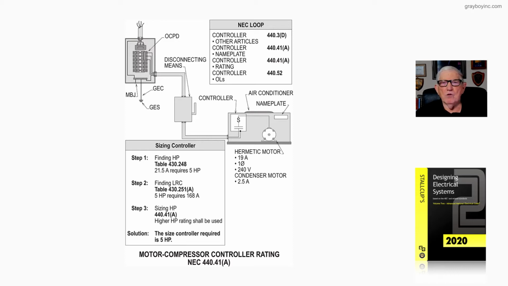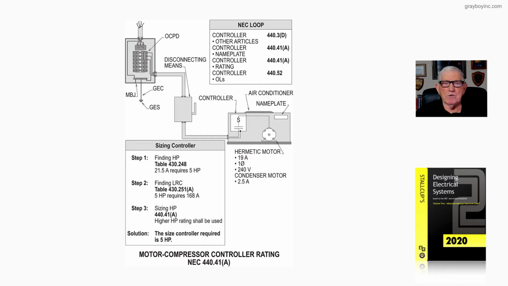And then the controller overloads are outlined in 440.52. Now, the hermetic motor compressor is 19 amps. The condenser motor is 2.5. Now, adding those together, we come up with 21.5, which we use in step 1. Now, notice 21.5 requires 5 horsepower.